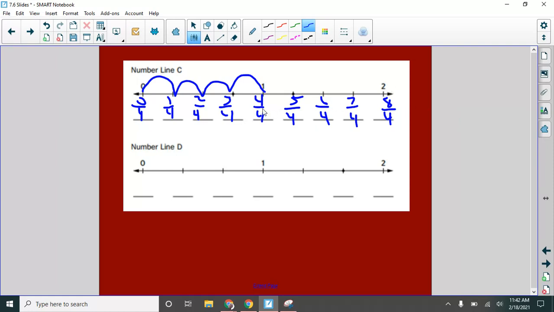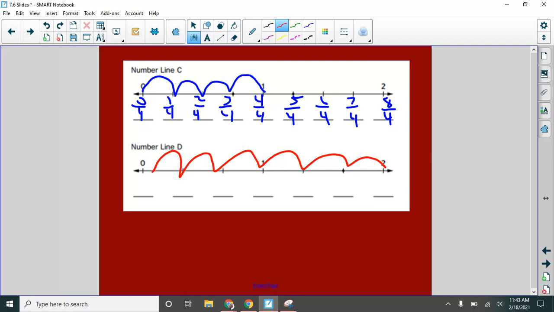Okay, so I stopped when I got to 1. You do number line D. Go ahead. All right, now, if you did this, watch, this is wrong. Jump, jump, jump, jump, jump, jump. That is not correct, right? You can't just keep jumping forever. You can't do this. This is wrong too.